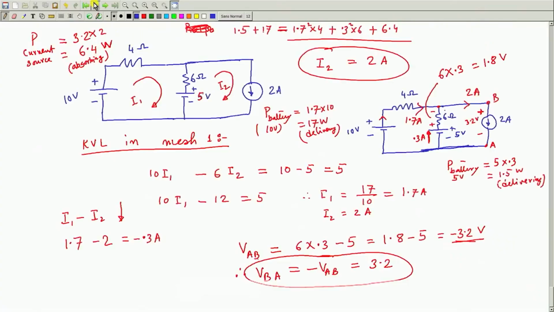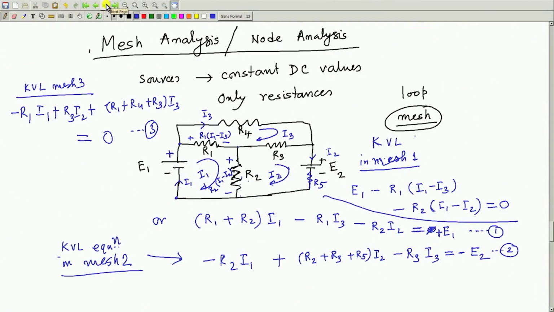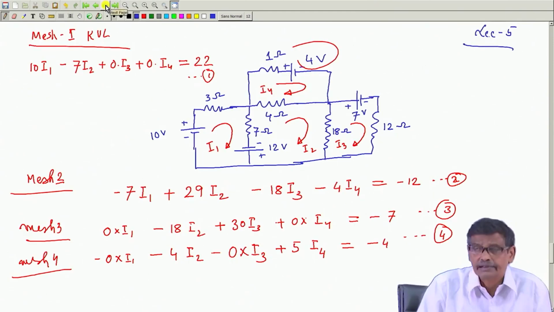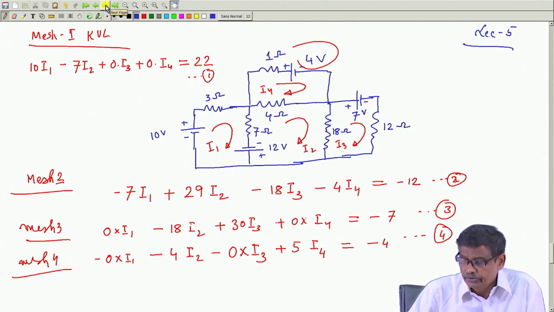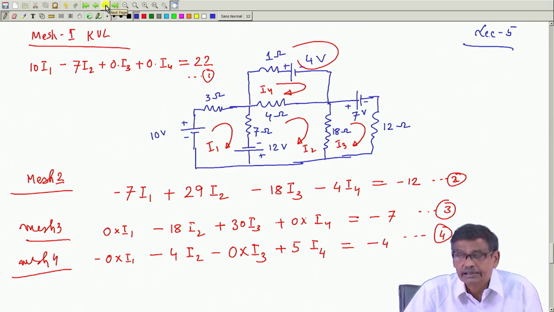Welcome to lecture number 6, and we have been discussing two very popular methods of solving a network problem. Of course, as I told you earlier, I will be considering, to begin with, DC sources only, and only resistances are there. Of course, I will remove that restriction soon, just to get an idea how we apply this method to solve this network. The main thing is that in mesh analysis, identify the number of meshes.